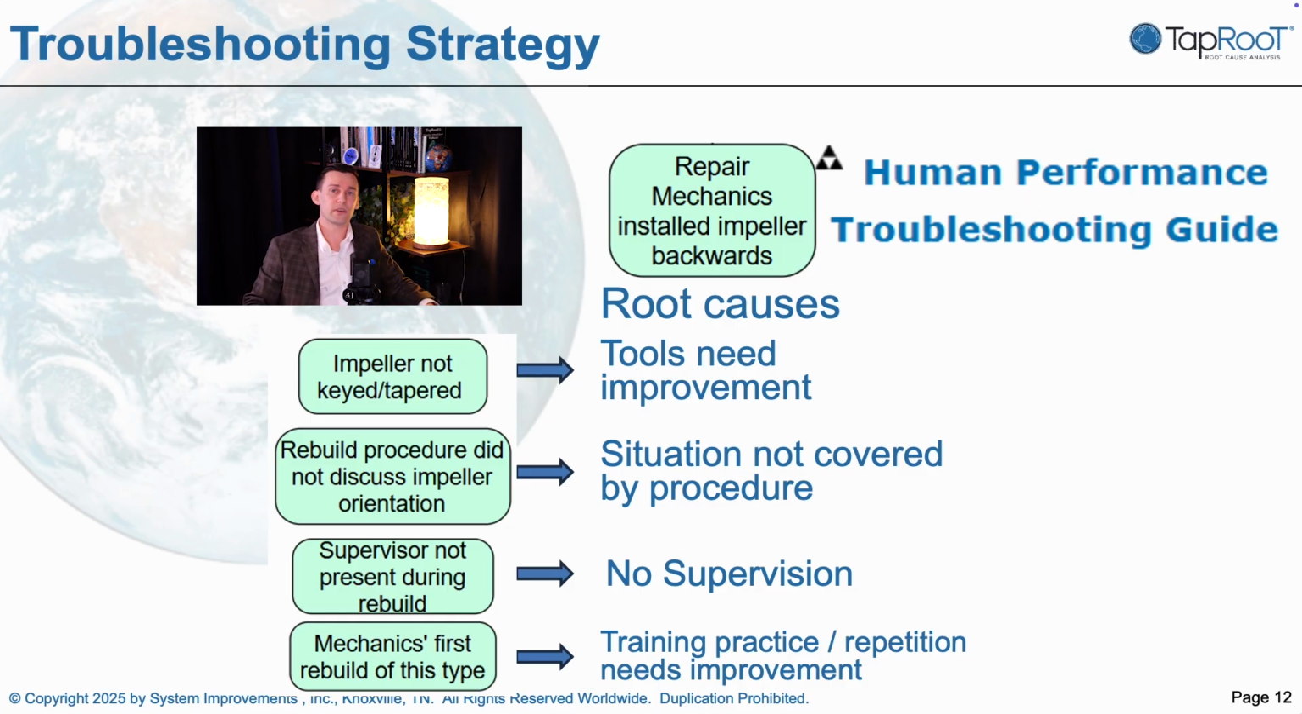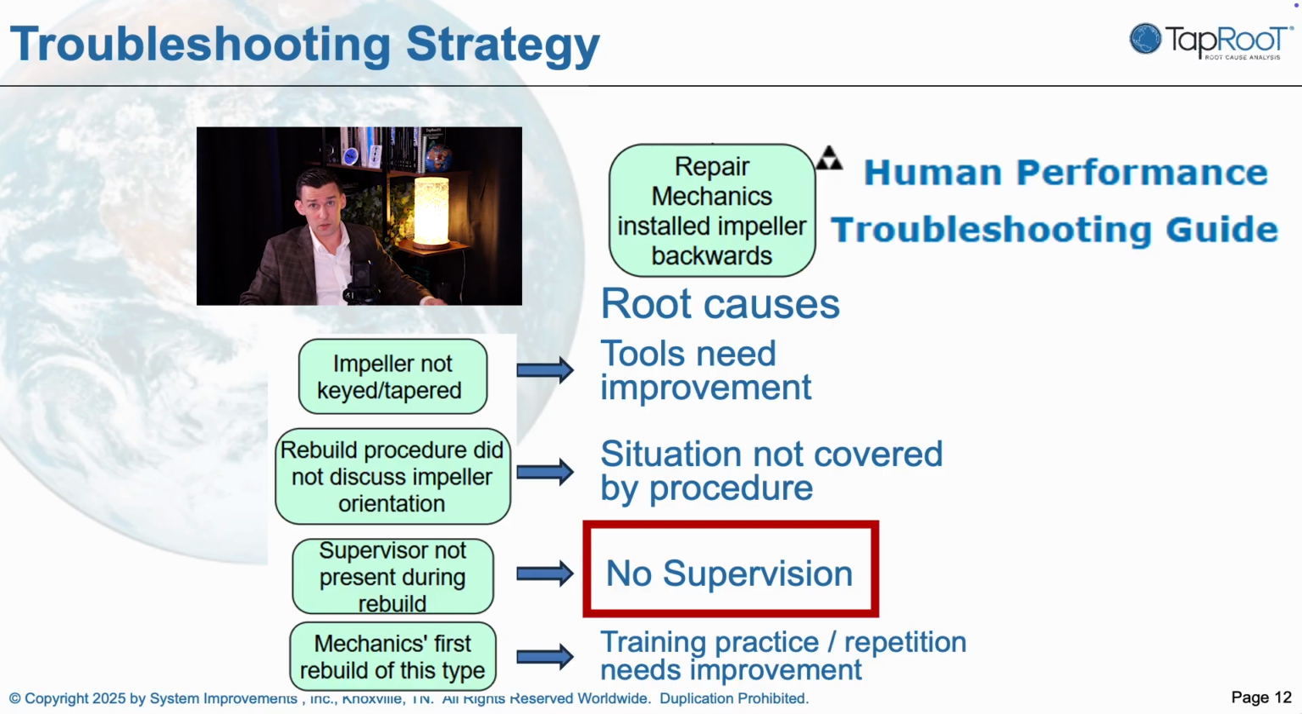In this instance, we found that the impeller was just a straight hole, and you can put it on either way. There was nothing there to make it difficult to install the wrong way. That would lead us to tools need improvement. The rebuild procedure didn't even discuss which way up to put it. That can lead to other problems, and that did in this instance.